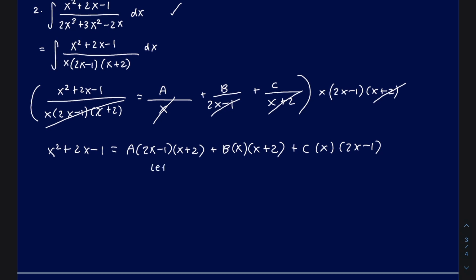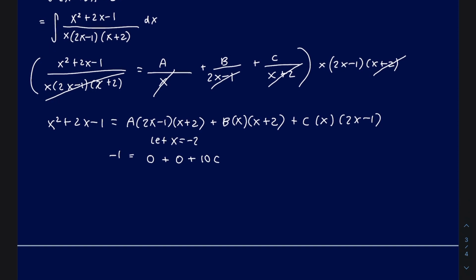So let x equal -2. I noticed that -2 will make that 0. So we get 0 for a, plus, same thing with b, 0 for b, plus, and then for c, we can actually substitute in -2 and get a number. So that would be 10c, and that is equal to -1. So when we solve for c, we get -1 over 10. And then same thing with everything else.